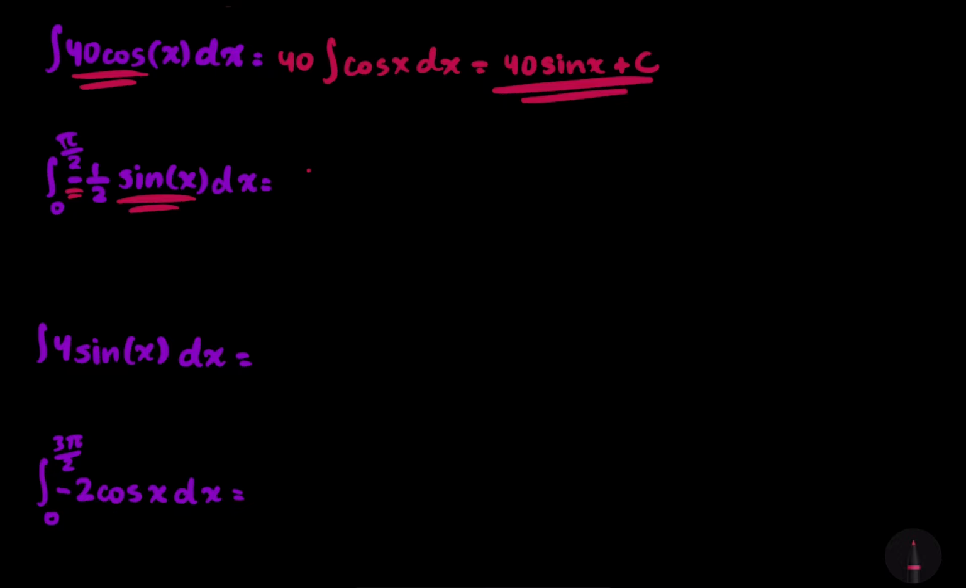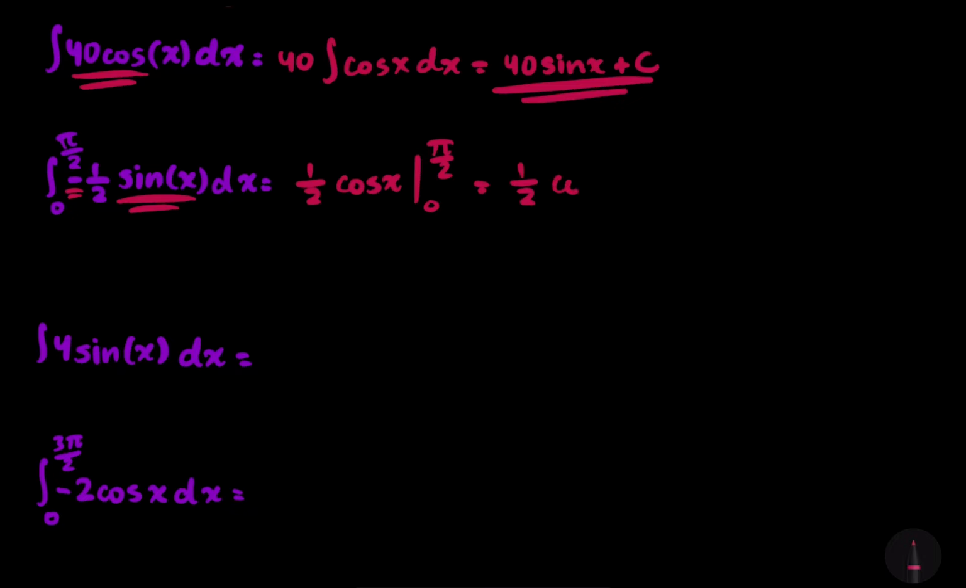And so we know that's just going to be 1/2 cosine of x, right? And we're evaluating that from pi over 2 to 0. And this makes sense. If you take the derivative of 1/2 cosine of x, you'll end up with negative 1/2 sine of x. And so now let's just go ahead and evaluate it at these two bounds of integration.